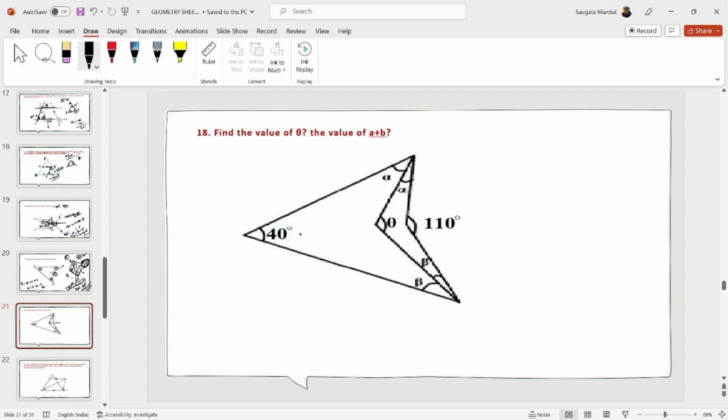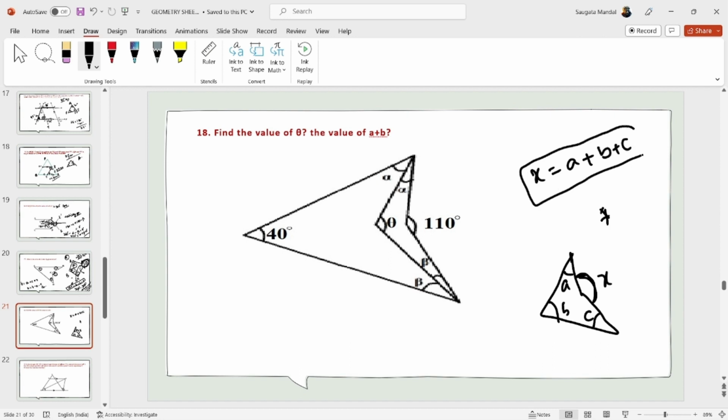Find the value of theta. What is the value of A plus B? In the previous concept, we know that in a quadrilateral, the external angle is equal to the sum of these and these. Suppose this is X, this is A, B, C. That means the external angle X is equal to the sum of A plus B plus C. You should remember this value.